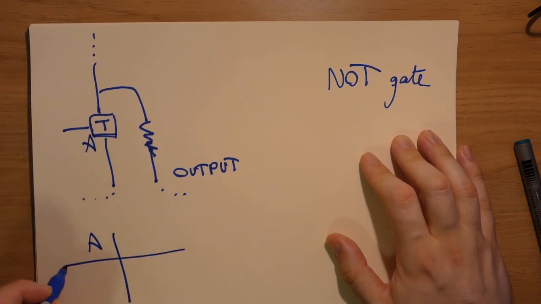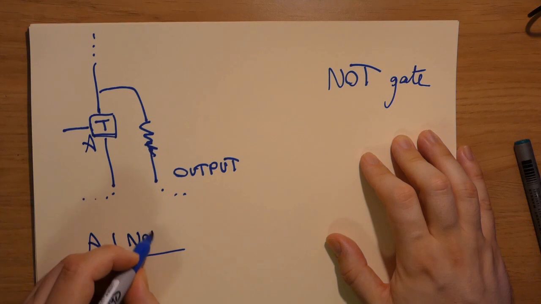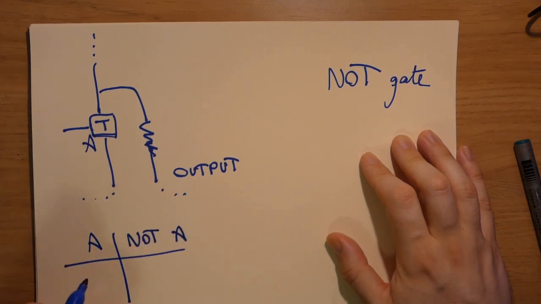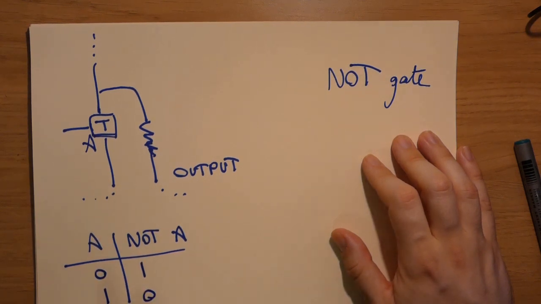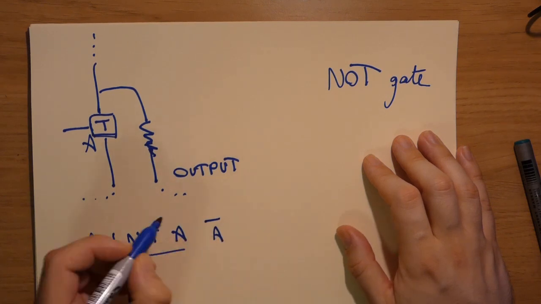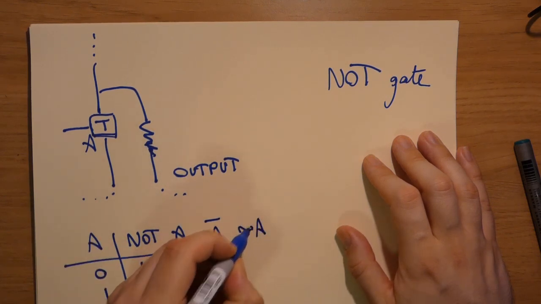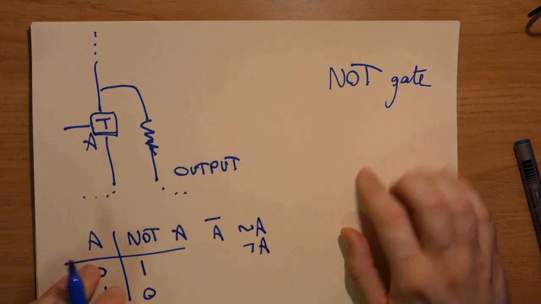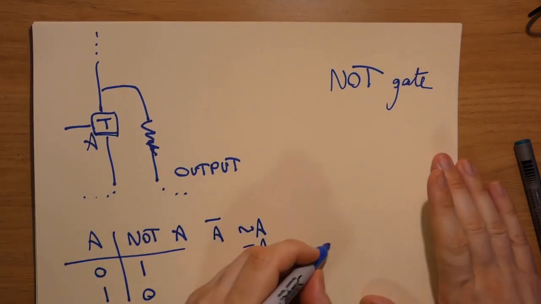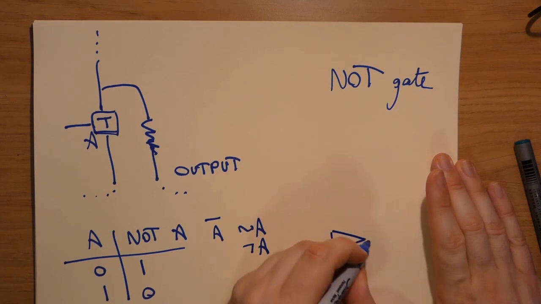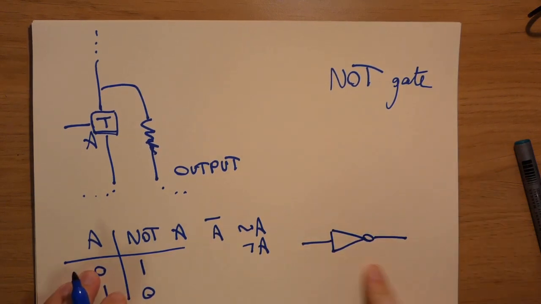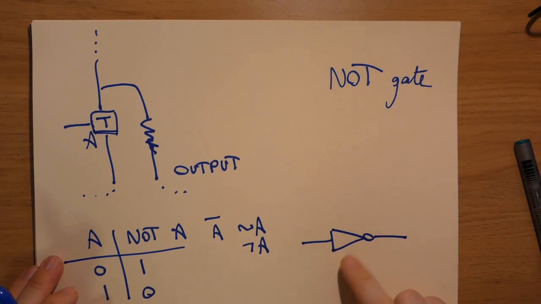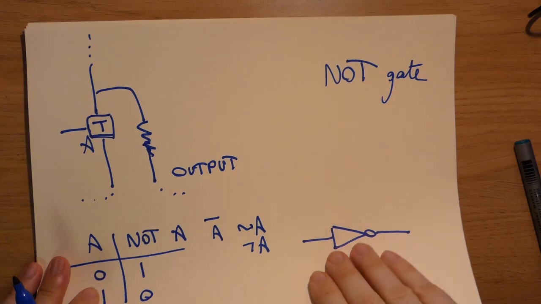So A, not A, like this. In Boolean algebra, you might see this. You might see other symbols like this, or you might see this, different notations. And in electronics, it's represented like this. So that's my NOT gate.